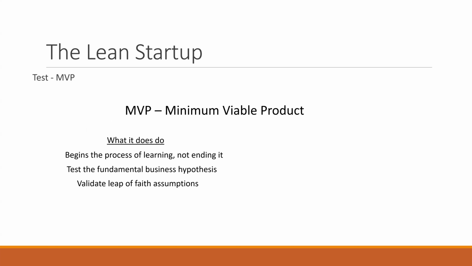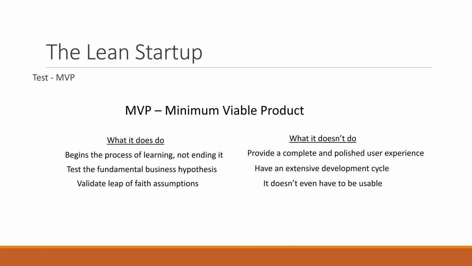So what a minimum viable product does is it begins the process of learning. It's not to end the process of learning. It tests the fundamental business hypothesis. So, it tests if people find it frustrating to pay bills by hand. Now it tests the hypothesis they would use a computer to do it, or they would use a less frustrating method to do it. And then it validates the leap of faith assumptions. So what it doesn't do, it doesn't provide a complete and polished user experience.